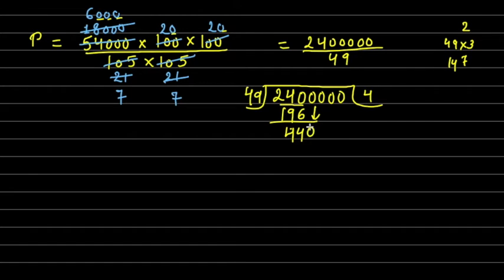Copy a 0, right? 3 we have tried, 4 times is 196. So let's see for a bigger number. How much is 6? 6 nines are 54, plus 5 is 94, it is very small. So how many times will it go? 8 times.